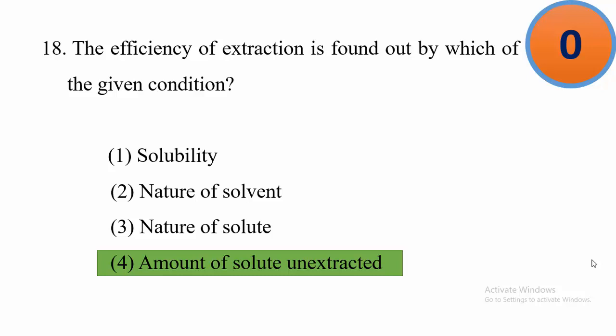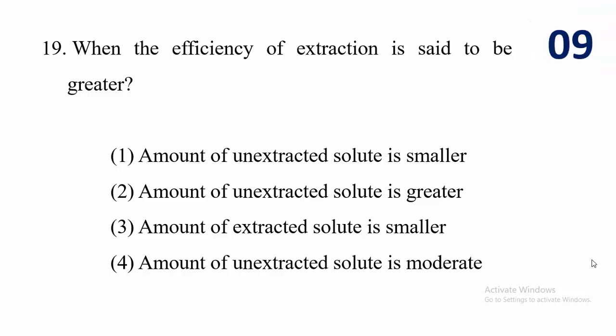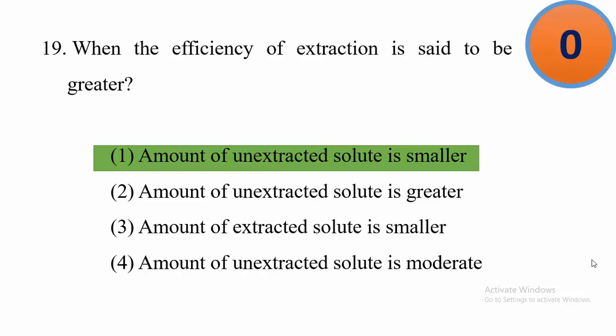If the amount of solute unextracted is more, efficiency of extraction is less. When the efficiency of extraction is said to be greater, the amount of unextracted solute is smaller, greater, or moderate? The amount of extracted solute is smaller, the amount of unextracted solute is moderate. And the correct option is that the amount of unextracted solute is smaller.